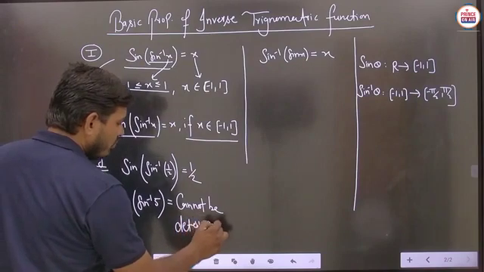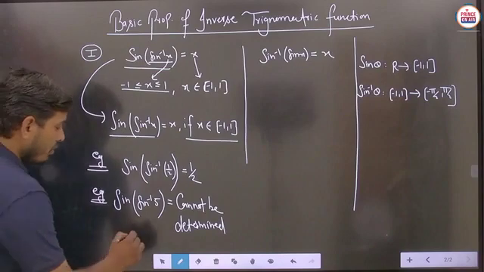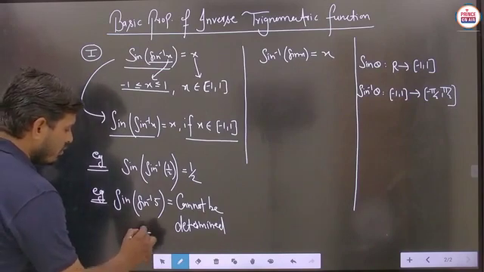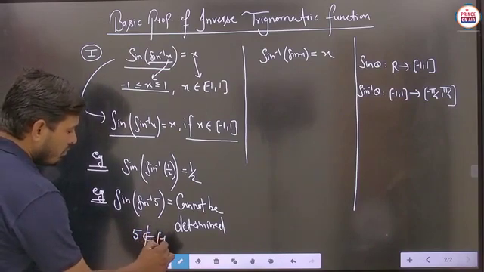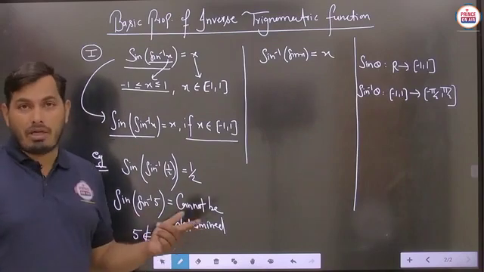Is it to be clear? So basically, students, this particular answer cannot be determined. Why? Because this particular 5 does not belong to minus 1 to plus 1. You can just give the answer, but we cannot transform it as 5.